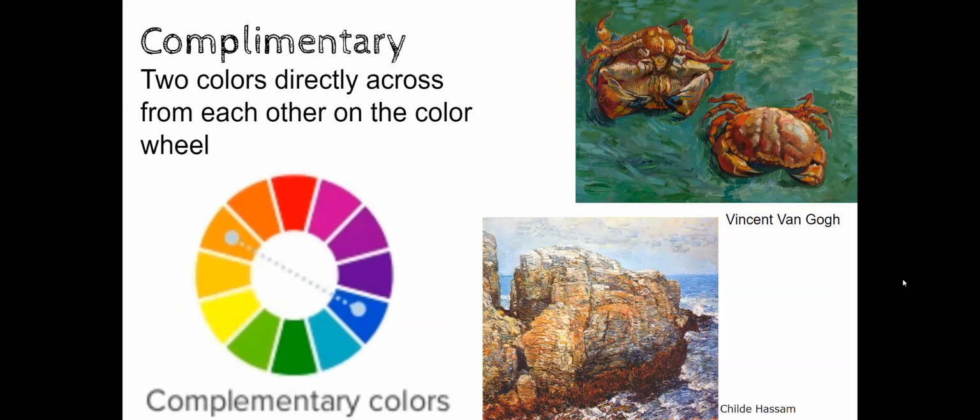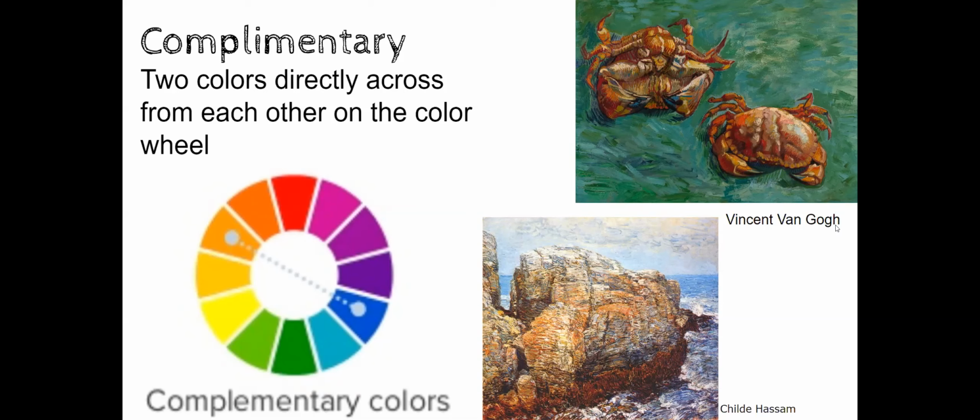The next color scheme we're going to talk about is complementary. So a complementary color scheme uses two colors that are directly across from each other on the color wheel. And let's look at this little color wheel on the screen. There's a line drawn across it, and it's drawn across it from the orange to the blue. So that's an example of a complementary color scheme. You can see it in the top right in this Vincent van Gogh painting.